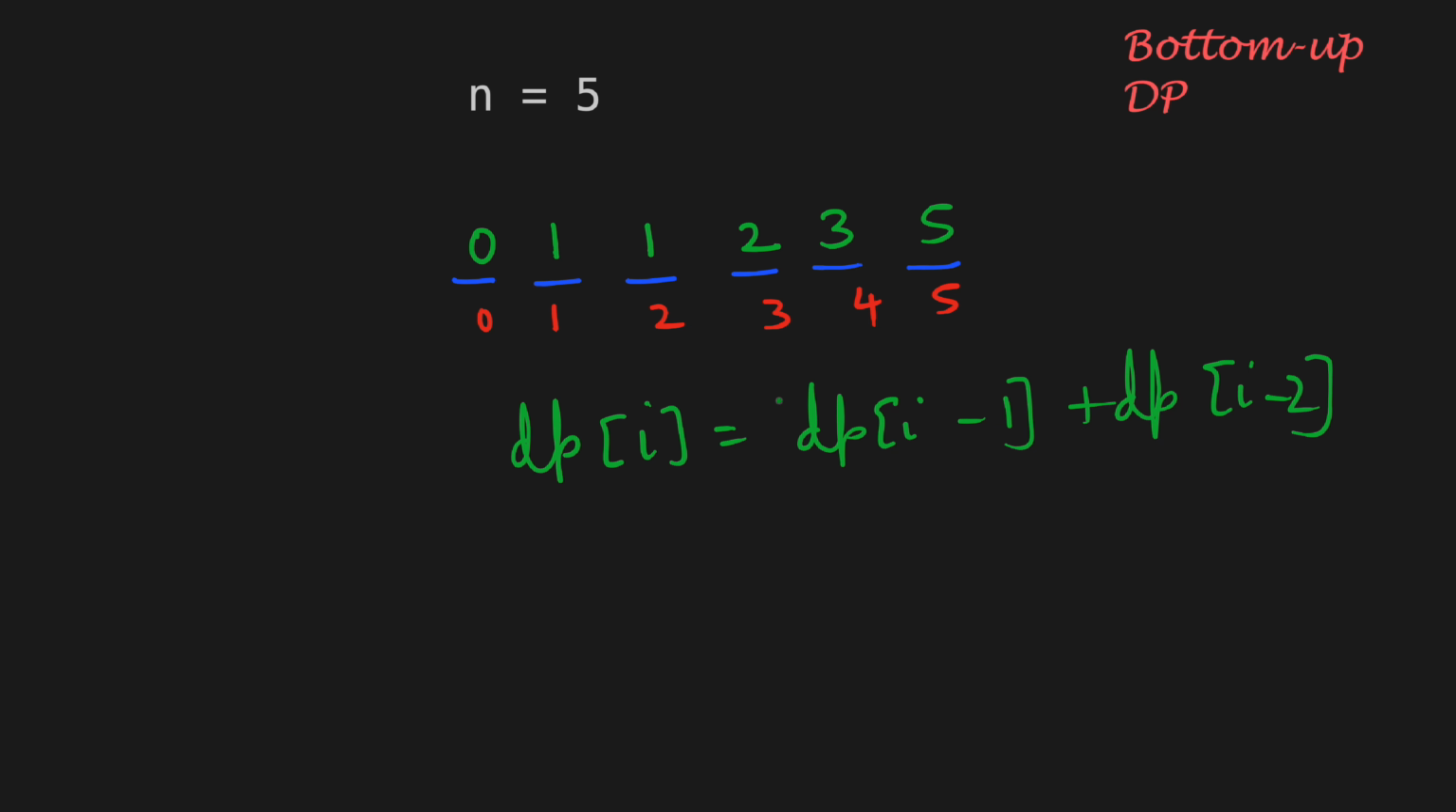Now the time complexity of this approach is O of n, since we calculate each Fibonacci number exactly once, and the space complexity will be O of n because we are using this dp array of size n plus 1 to store intermediate Fibonacci values.